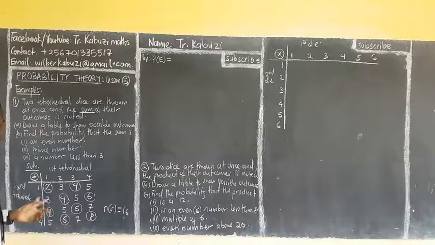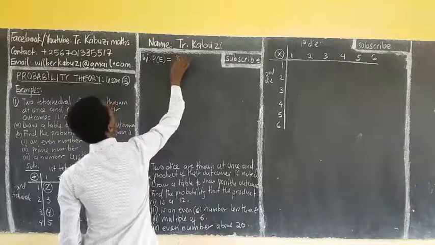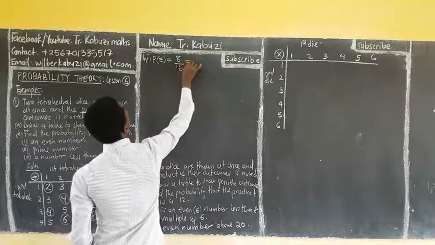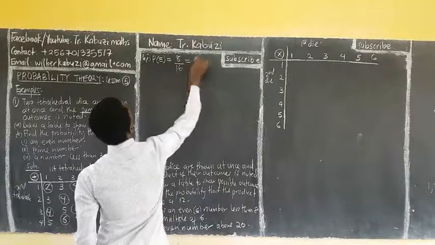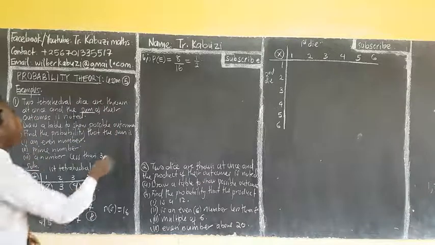So, what about the even numbers? We have 1, 2, 3, 4, 5, 6, 7, 8. So the even numbers are 8 over the total, which is 16, and you can reduce this to a half.